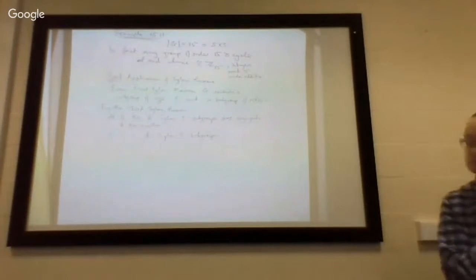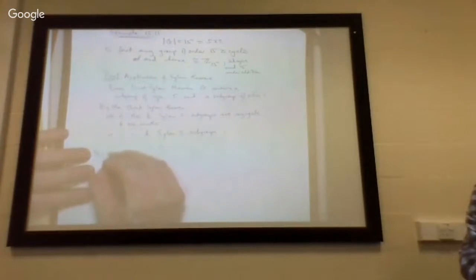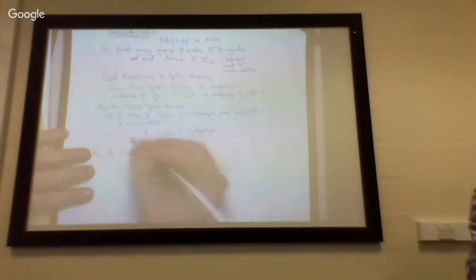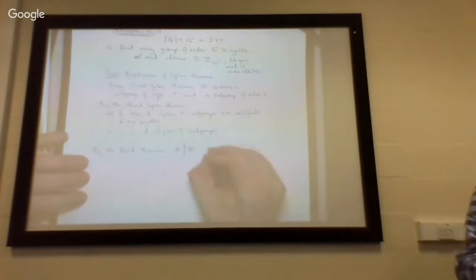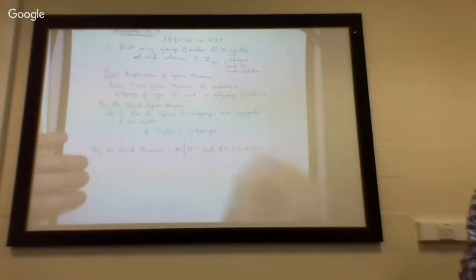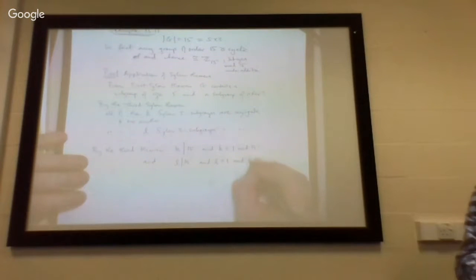Okay. Now, the third theorem gives you those two conditions on the number of subgroups that there are. So by the third theorem, this number K divides 15, divides the order of the group, and K is also congruent to 1 modulo P. Also, when you apply it to the Sylow 3 subgroups, L, this number of them that there are, divides 15, and L is congruent to 1 modulo 3.